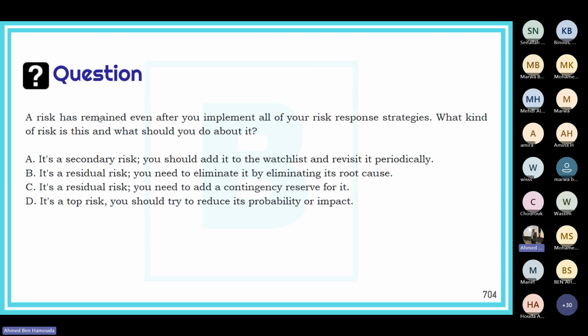So we're talking about a remaining risk. Okay. So it definitely is not gonna be a secondary risk and it's not a top risk. Okay. So A and D are out as answers.